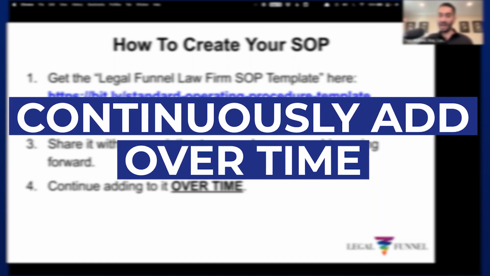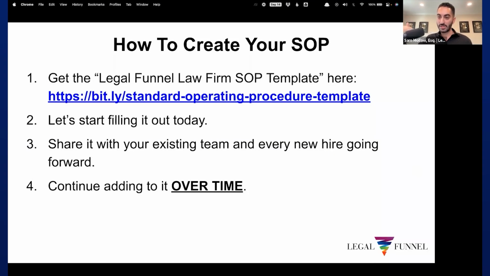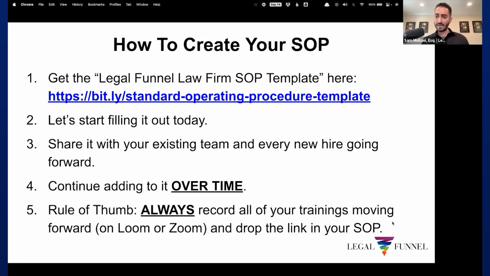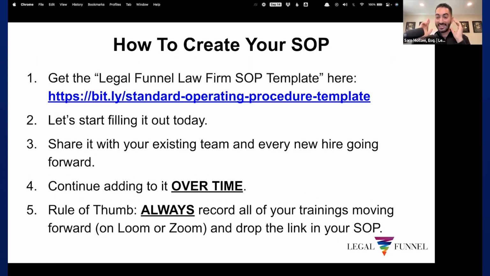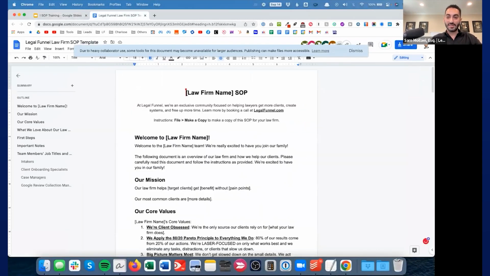It's crucial. I have my SOP from 5 or 6 years ago that I'm still adding to every single week. Very important. And something we'll touch upon shortly, we're gonna have a rule of thumb going forward. The rule of thumb is this: from now on, we're gonna always record all of our trainings moving forward, okay? All trainings, as soon as you hear, I gotta train somebody, that has to be recorded. And I'll share with you exactly how to record it and how to add it into your SOP. Okay, so with that being said, let's go to the SOP.